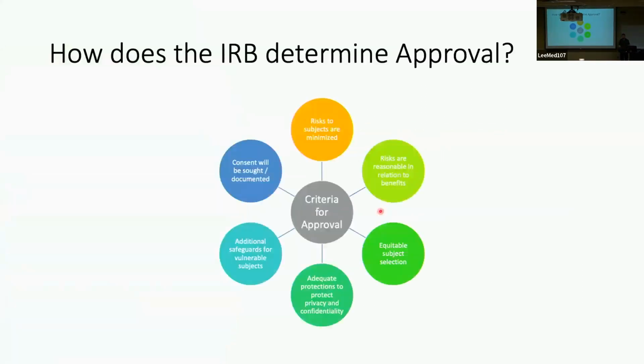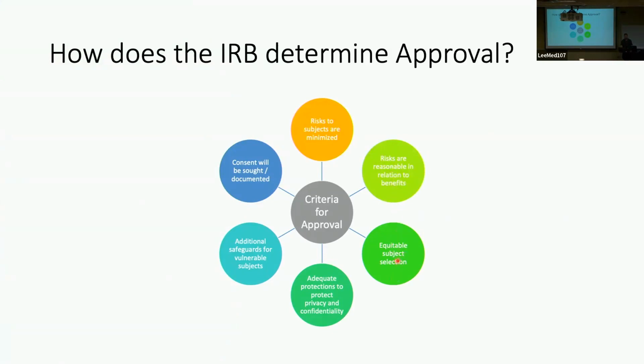So what else are we looking at? So again, risks to the subjects have to be minimized. The risks are reasonable in relation to the benefits. So this is what I was just talking about. If you have 0 benefits, no amount of risk is reasonable, so we won't approve it.